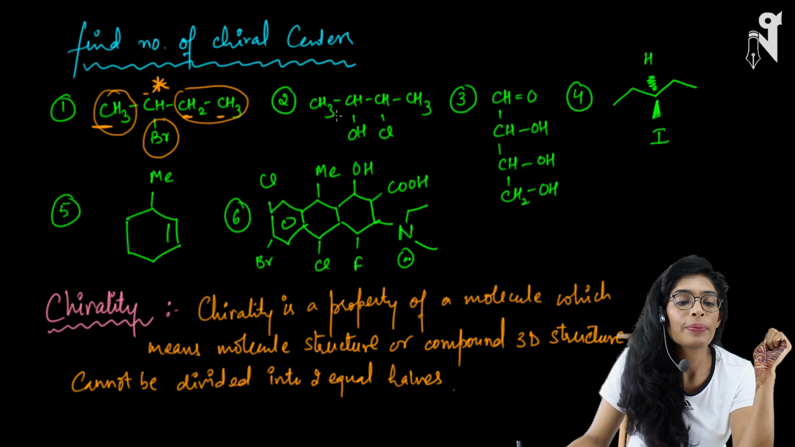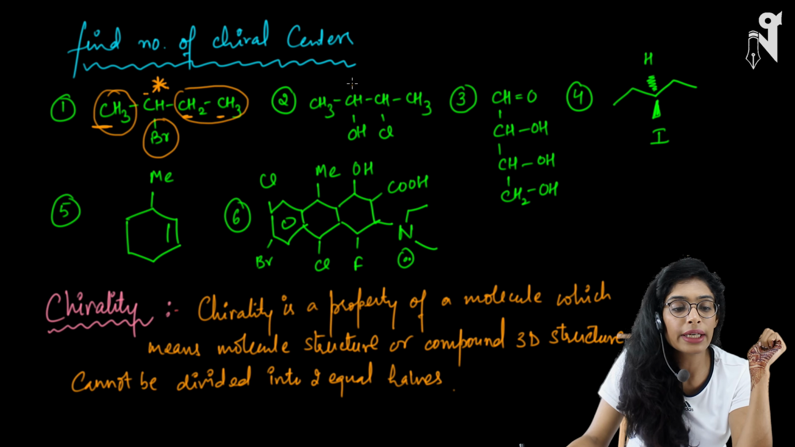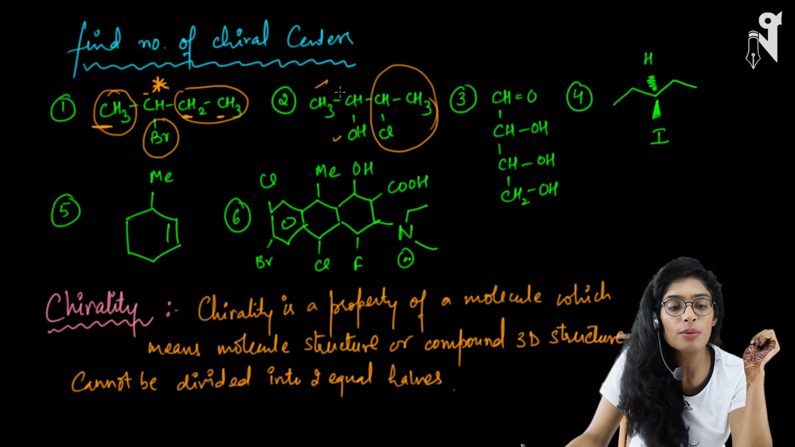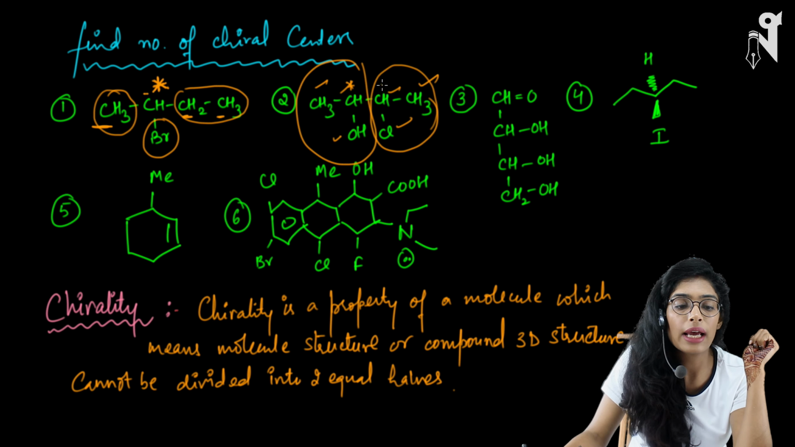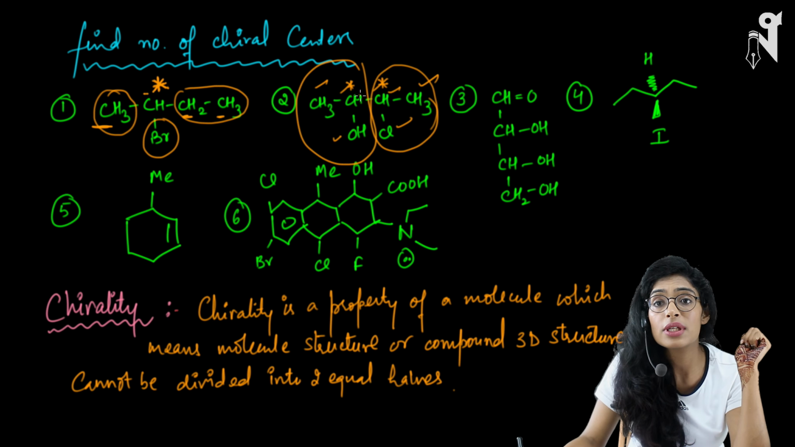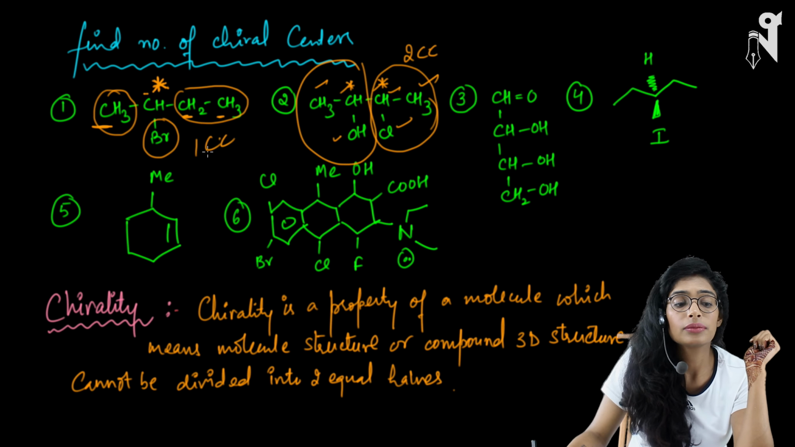Let's talk about the second one. This first carbon cannot be a chiral center because 3 hydrogens are there. Let's go to the second carbon. The second carbon has one CH3, one OH, one this whole group over here, and one hydrogen. So 4 different groups are there. This can be a chiral center. What about the third carbon? It has CH3, hydrogen, chlorine, and this whole molecule as the attachment. So this also has 4 different groups. Hence, there are 2 chiral centers over here. So 2 chiral centers here, 1 chiral center here.